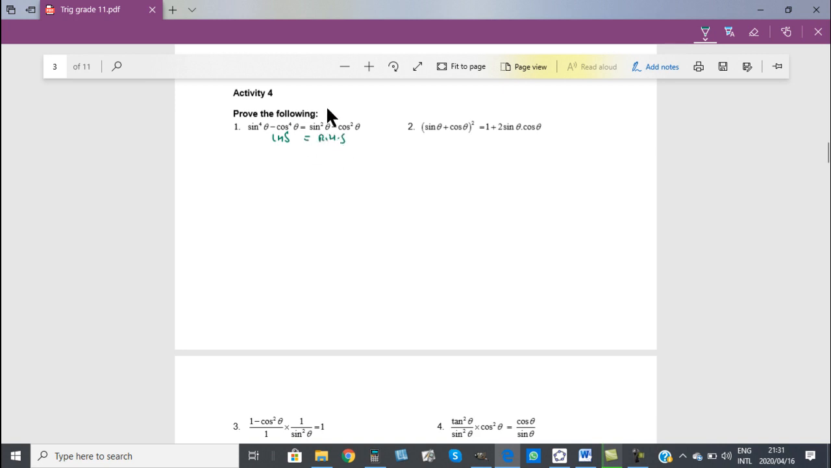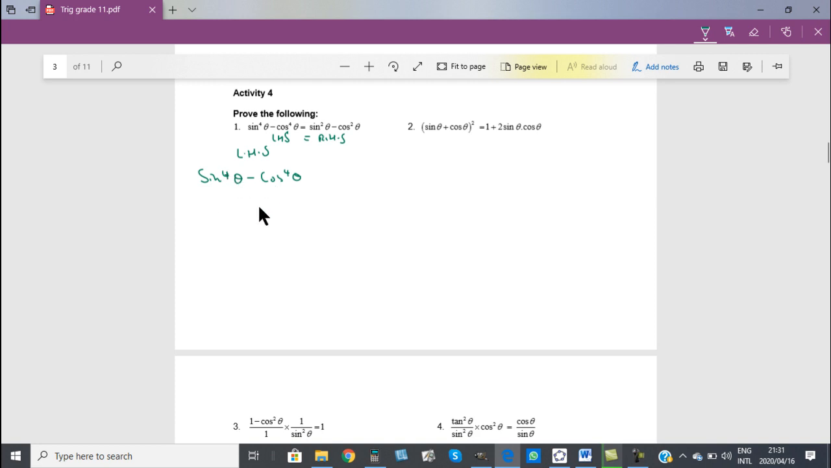So it's up to you whether you choose to show that the right hand side equals the left or the left equals the right. But usually you take the one that looks more complicated and prove it equals the one that looks less complicated. So I'm going to take the left hand side. Here we prove the right hand side. Okay, so left hand side I have sine to the 4 of theta minus cos to the 4 of theta.